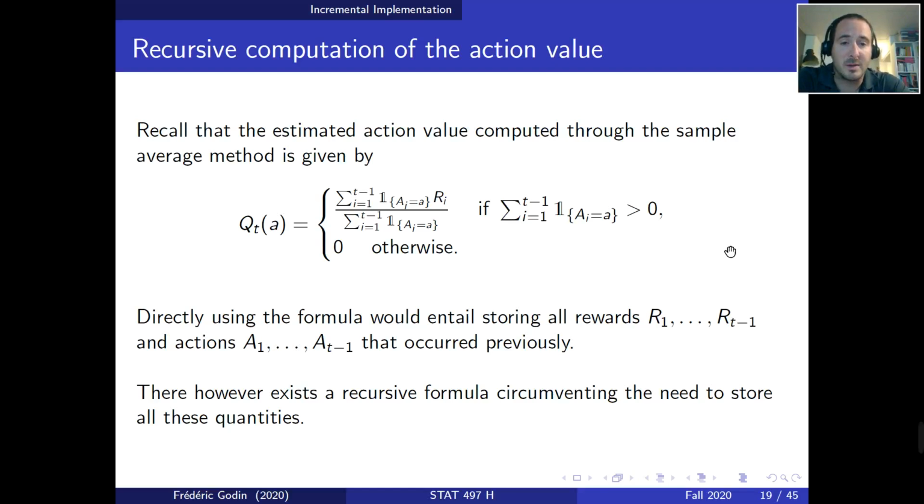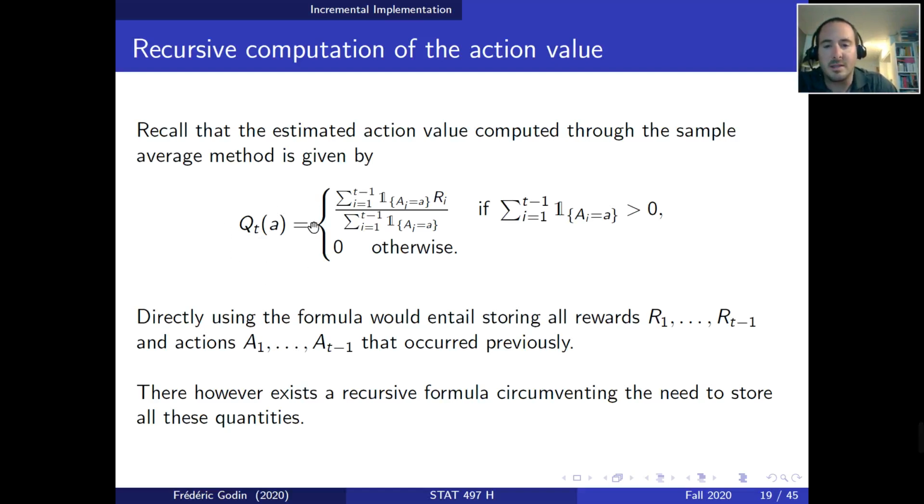Several topics were discussed. Among them, one was how to form estimates of the expected reward for each of the various levers. Okay, so we had this definition earlier that Q_t(a) was the estimated expected reward associated with lever a, or action a, right before the t-th play is performed.